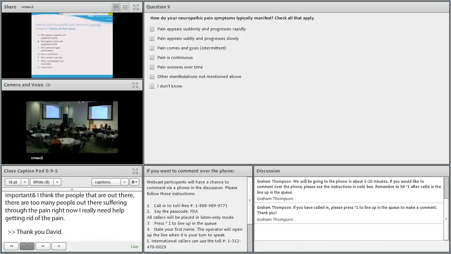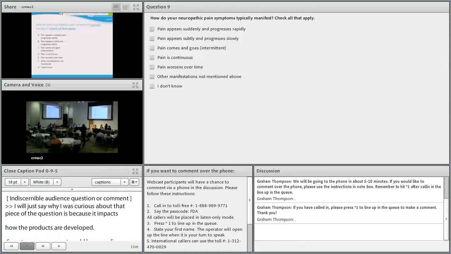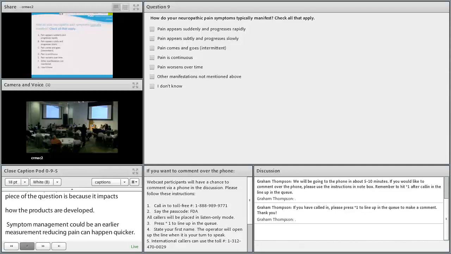Okay. I'll just say why I was curious about that piece of the question is because it impacts how the products are developed. Symptom management could be an earlier measurement. Reducing pain can happen quicker because what we know, and I'm sure you all know as well, is trying to see healing of a nerve is an incredibly slow process, and it can take years even in situations where it's possible.